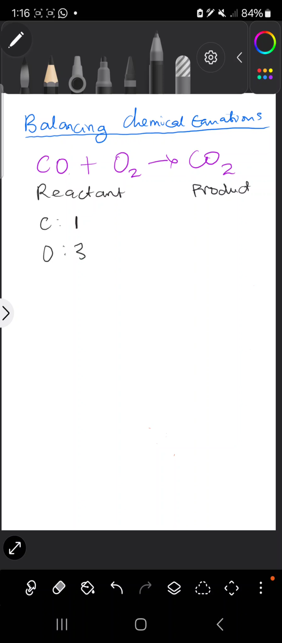Coming to the product side, how many carbon can you see? I have only 1 carbon atom as well. How about oxygen? I have 2. So you can see that the equation is not balanced. Even though carbon is balanced, for the fact that oxygen is not balanced, it means that the equation is not a balanced equation. So we need to do something.